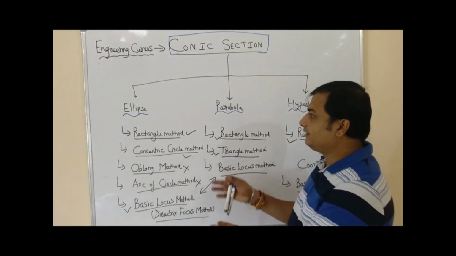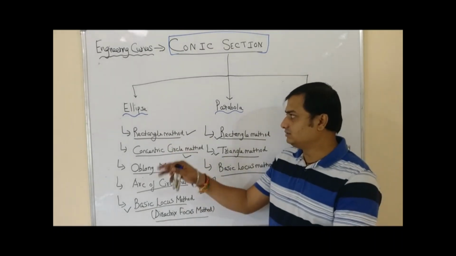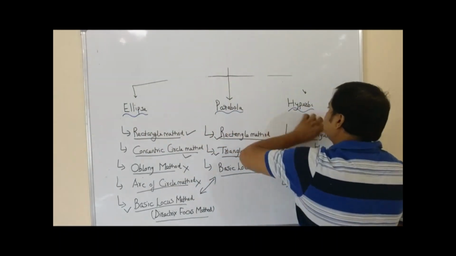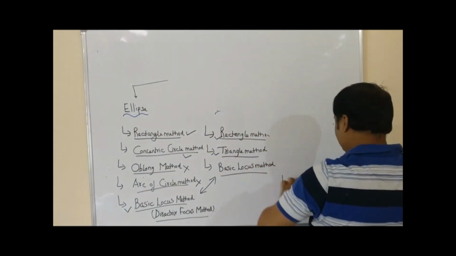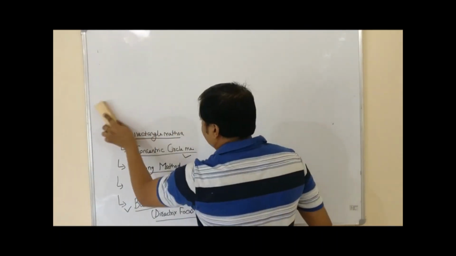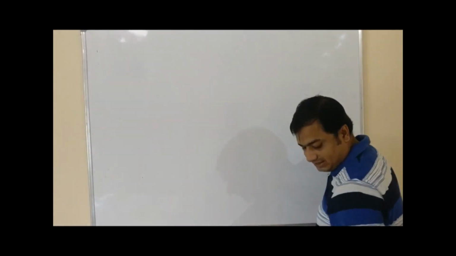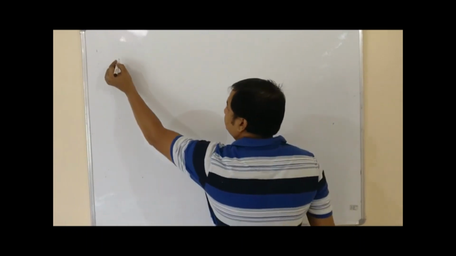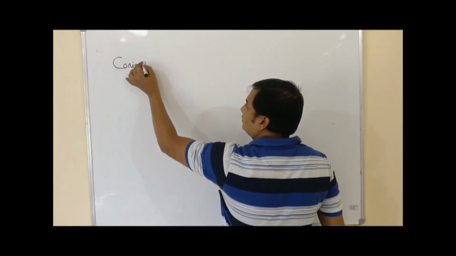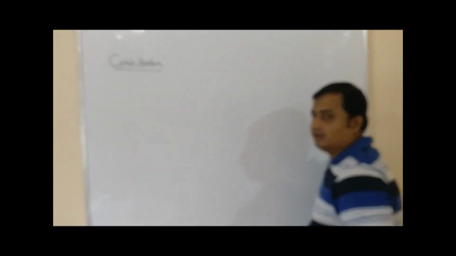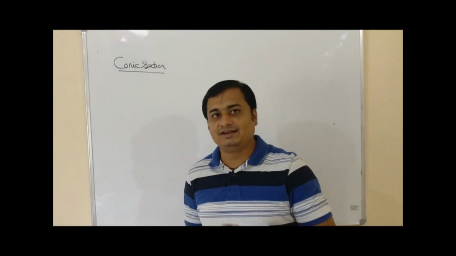Now before starting the methods for constructing the ellipse, let's discuss the conic section, how these three curves are considered to be conic sections. So conic section, as the name indicates, these are the engineering curves which are generated by cutting a right circular cone.